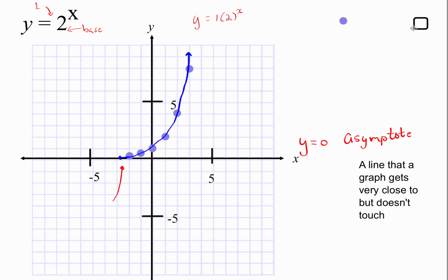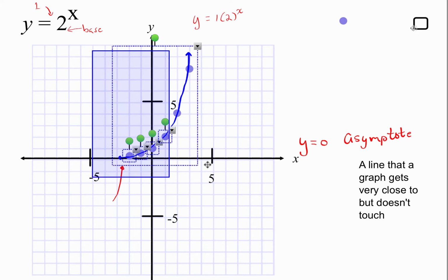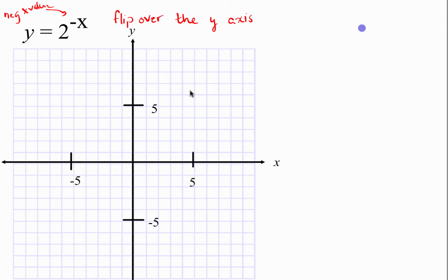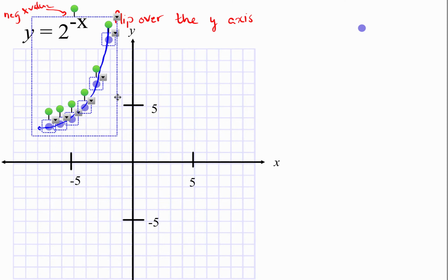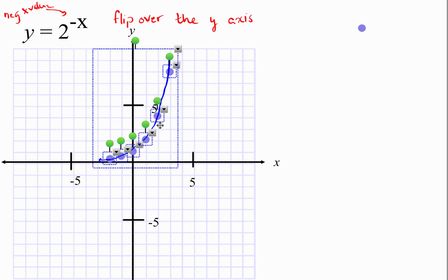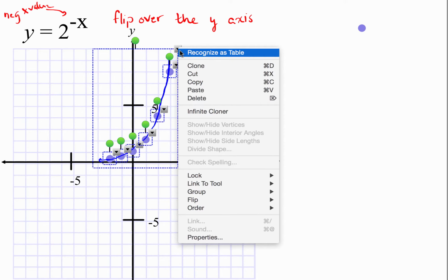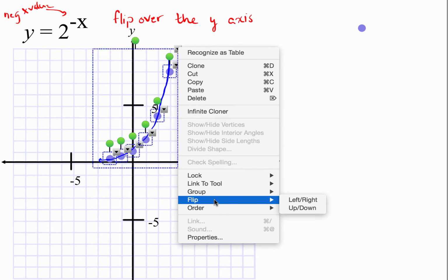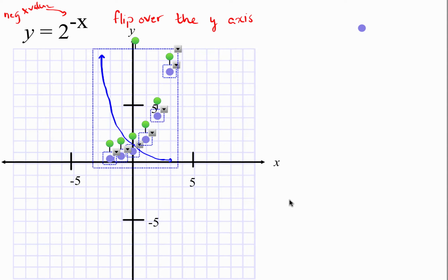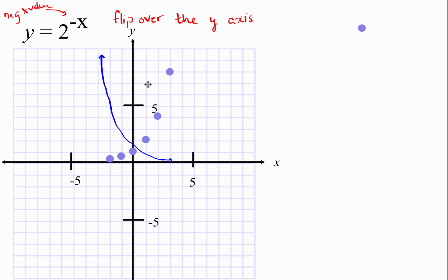I'm going to take this, copy all that, paste it all here, drag it over, but then it says I want to flip it over the y-axis, so I'm going to flip left-right. Oh, my dots didn't flip. But that's good. My new equation did flip. And if we can kind of really make it almost perfect, it would look like that. And again, if you didn't want to do that, you would just do your table.